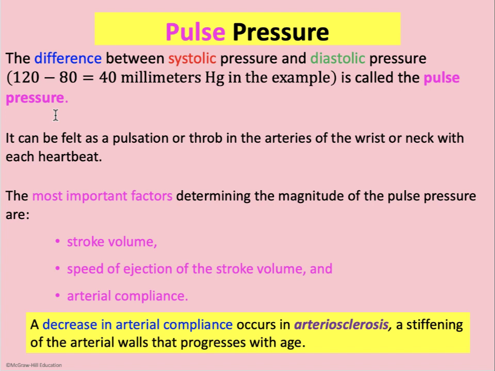Now, the pulse pressure can be felt in localities throughout the body as a pulsation or throb. Important parameters contributing to the size of the pulse pressure are the stroke volume, the amount of blood leaving per beat, the speed of ejection of the stroke volume, and arterial compliance. A disease called arteriosclerosis is a stiffening of the walls of the arteries, and naturally, because the arteries are now stiffer, they're less flexible and less likely to obey pressure changes, so they have a reduced compliance.